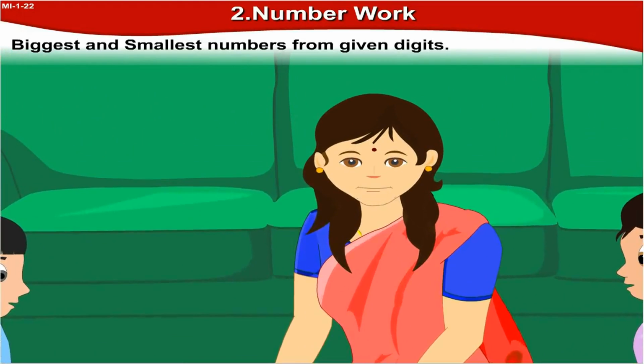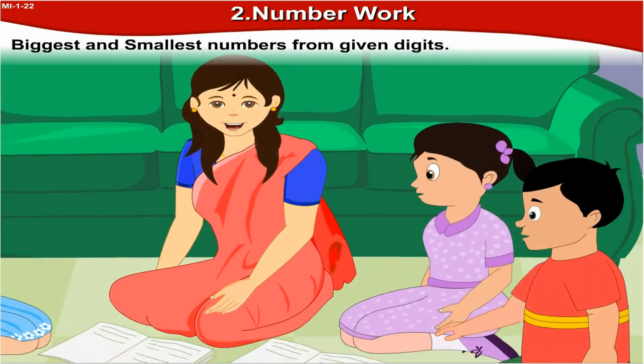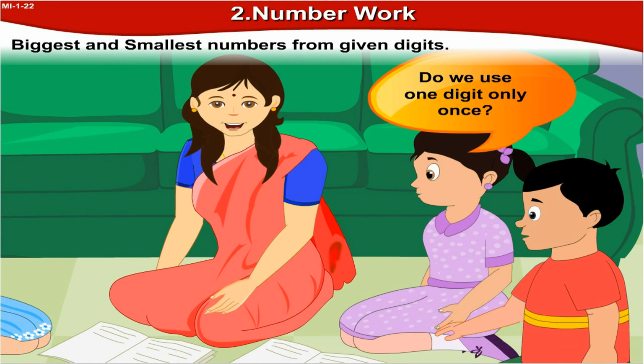Biggest and smallest numbers from given digits. Children, let's make 3-digit numbers using the digits 2, 3 and 5. Do we use one digit only once?